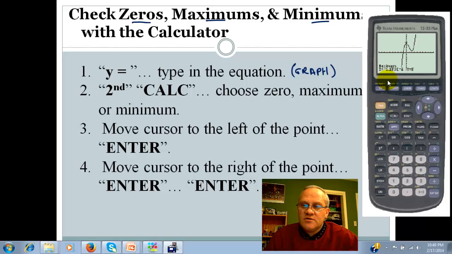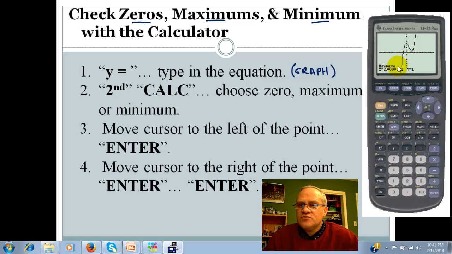And then if we wanted to find the relative minimum, you just do the same thing. Second function, calc. Let's go down to number 3, minimum. And then left bound, just move it somewhere so it's to the left of that point. Enter. Right bound, move it over to the right of that point somewhere. Enter. Guess. No, thank you. Enter again. And it will tell me 2.000021. Again, if we rounded that to 2 decimal places, that would round to 2 exactly.